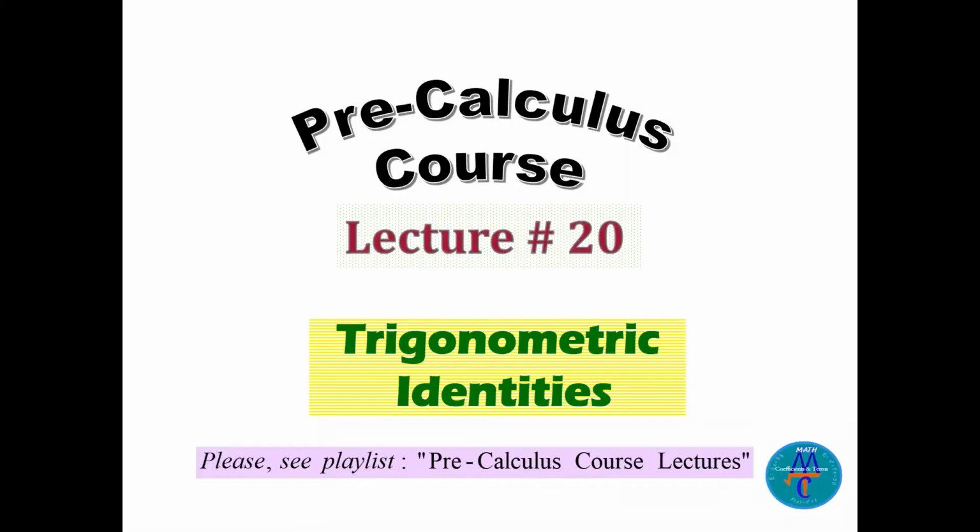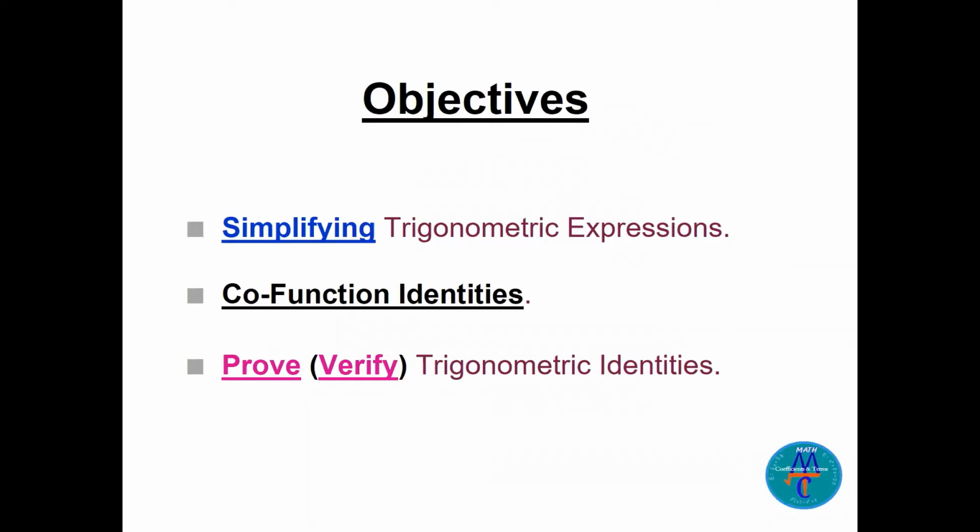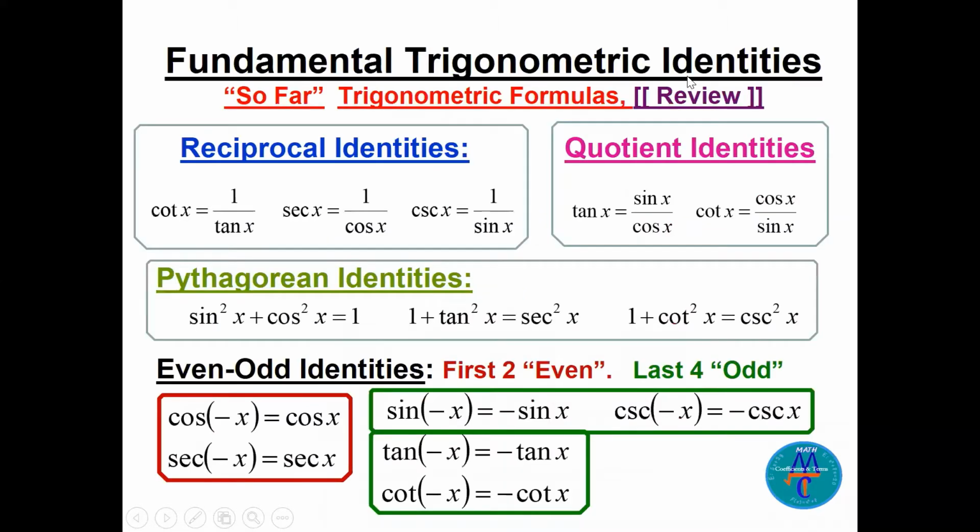This is lecture 20 of the pre-calculus course, Trigonometric Identities. In this lecture, we'll see three main ideas: simplifying trig expressions, cofunction identities, and then we will verify some trigonometric identities. Now, just as a review, I put here on one slide all the formulas we have seen so far.